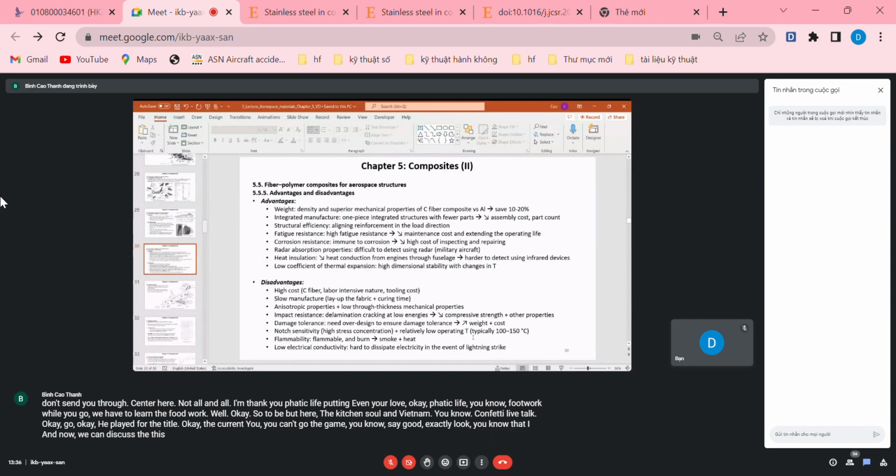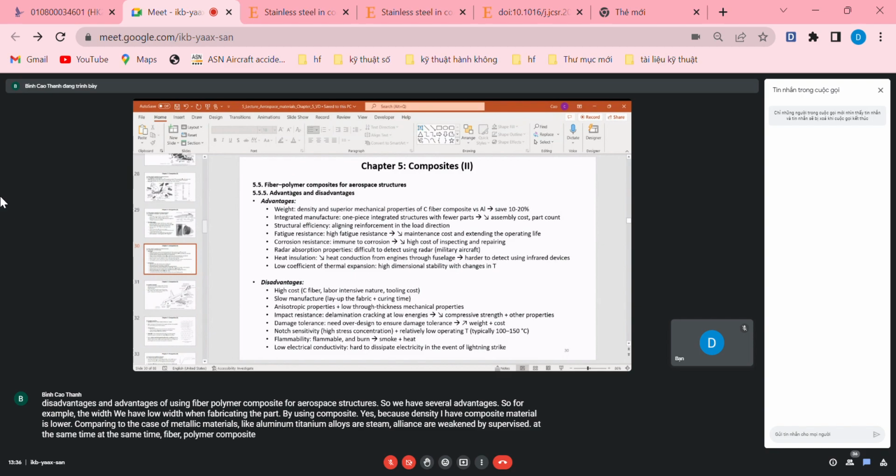And now we can discuss the disadvantages and advantages of using fiber polymer composite for aerospace structures. So we have several advantages. So for example, the weight. We have low weight when fabricating the part by using composite. Yes, because the density of composite material is lower compared to metallic materials like aluminum, titanium alloys, steel alloys, or nickel-based superalloys.